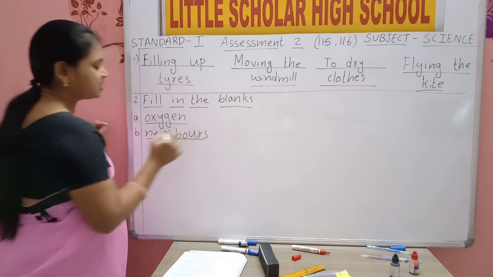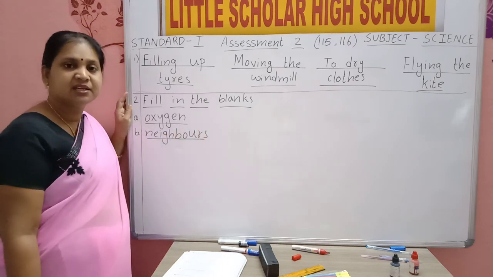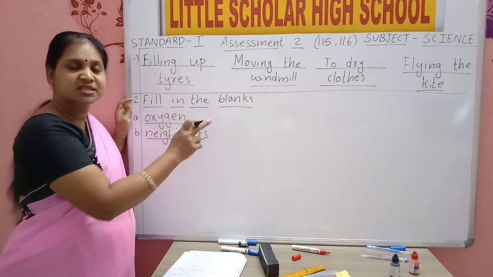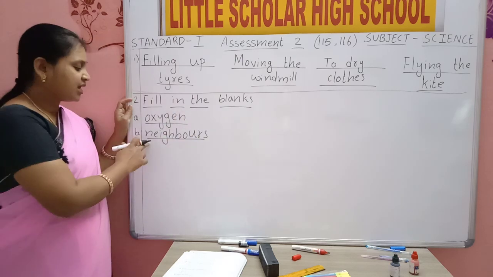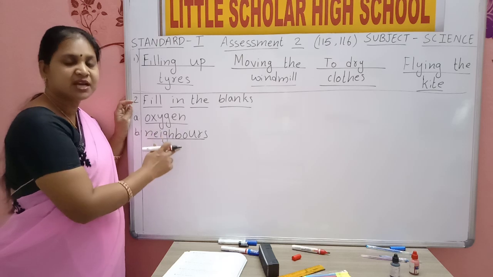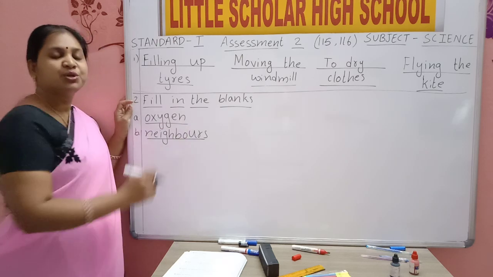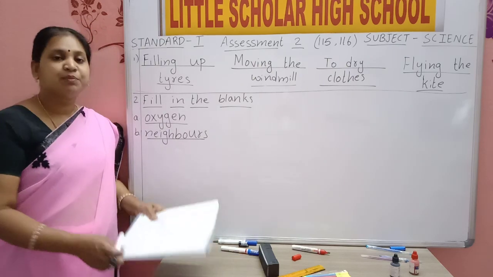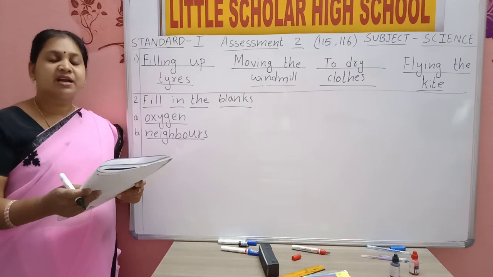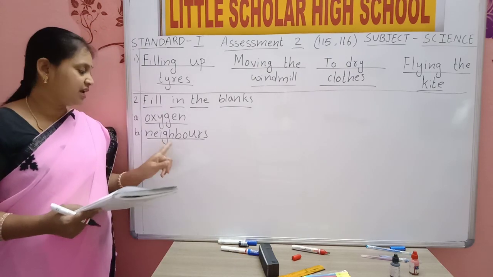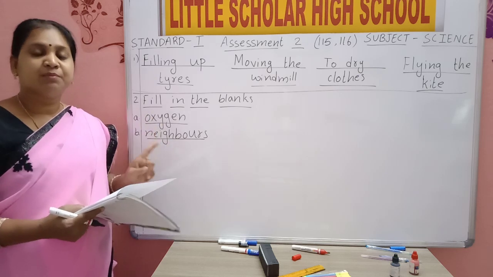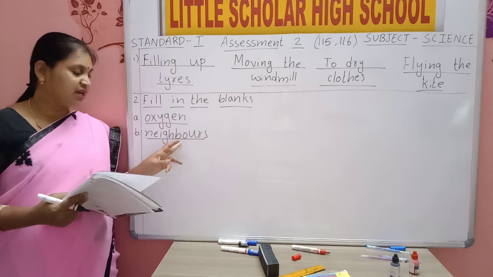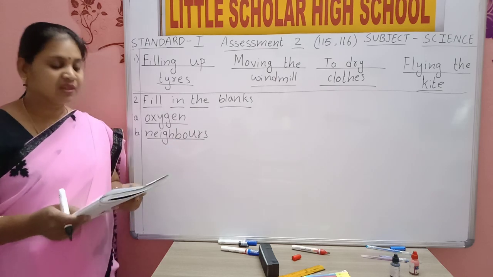Neighbours, neighbors. Learn second dash. People who stay near our house are neighbors. Say, read. People who stay near our house are neighbors. Third one.